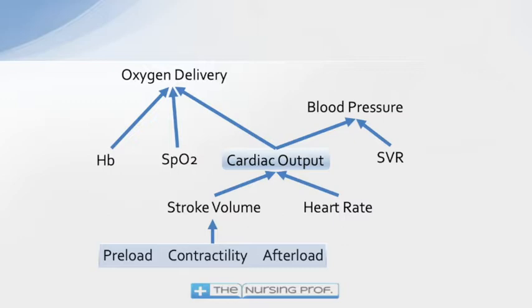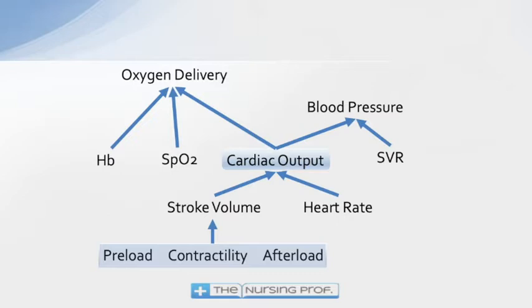So let's take a look from the bottom up. We start out with our preload, our contractility, and our afterload. These are the components that we normally think about as being part of our cardiac output, as being part of hemodynamics: preload, contractility, and afterload. Those are components that affect stroke volume. In addition, heart rate also affects cardiac output. So we need to consider those pieces that we normally think about as being part of hemodynamics. And we also need to consider the heart rate, because stroke volume times heart rate equals cardiac output.